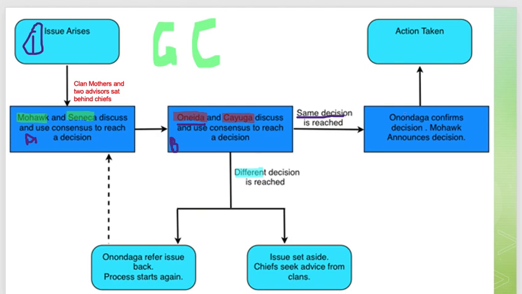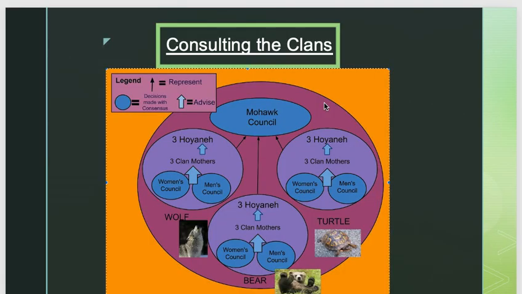If they reach the exact same decision, then the Onondaga, the hosts of the evening, will say, yep, we made a decision, and the Mohawk will then announce it, saying this is what happened, and then they take their action. Okay, so that is, again, what we need to know. This is big. This will be on the next quiz, which is coming up right away. This is kind of how decision making happens within the clans.